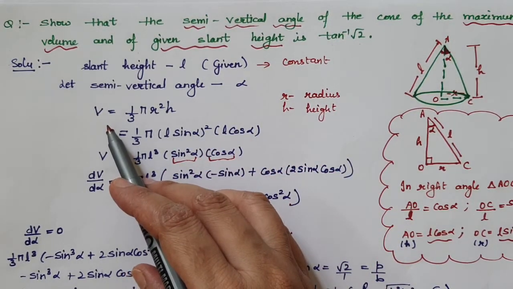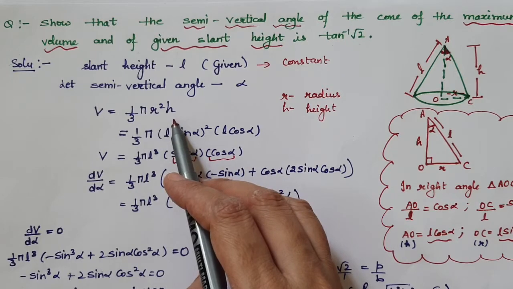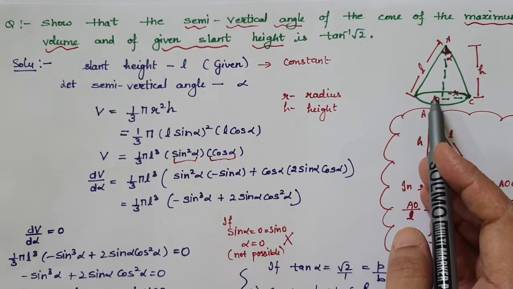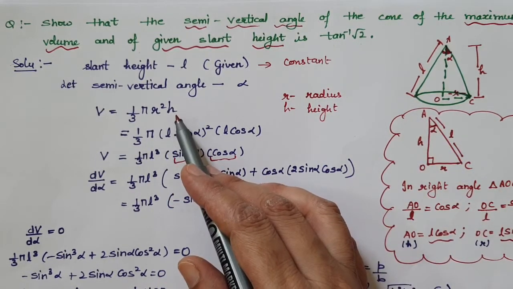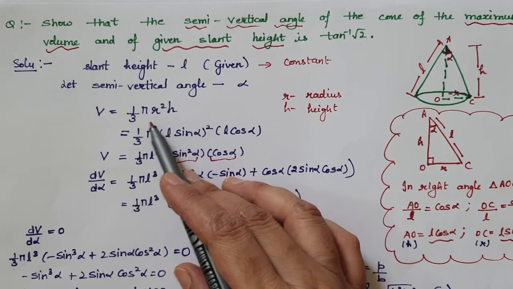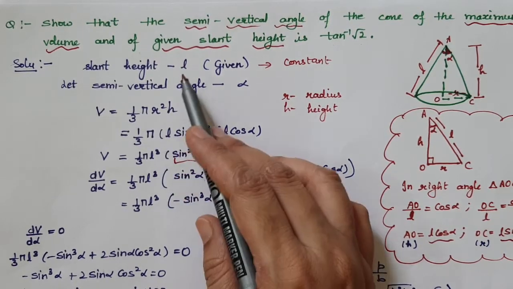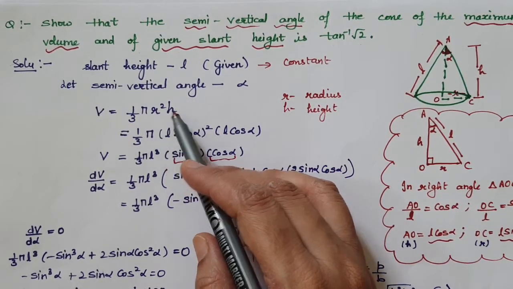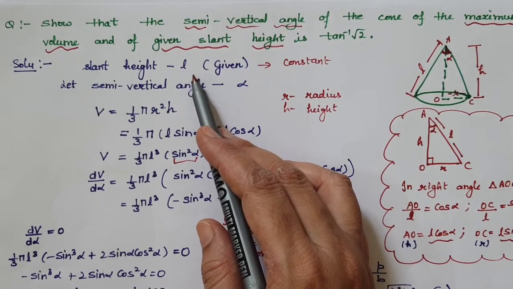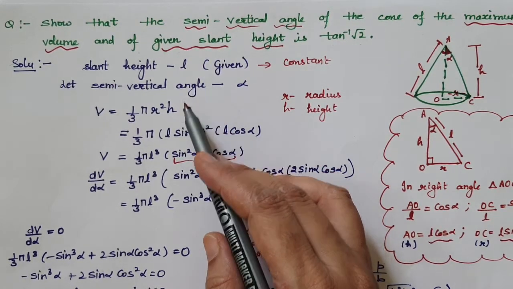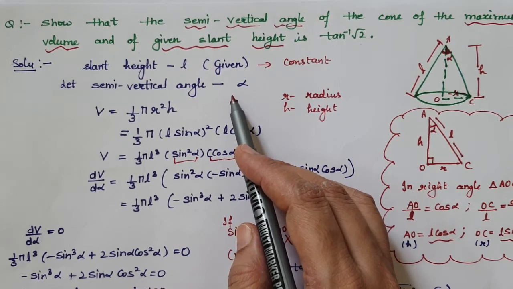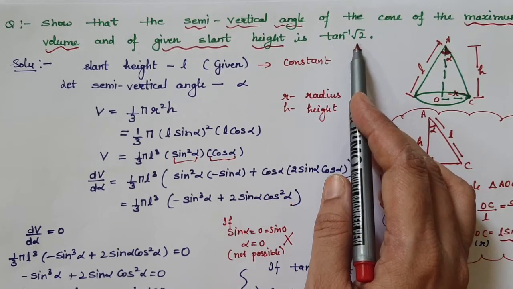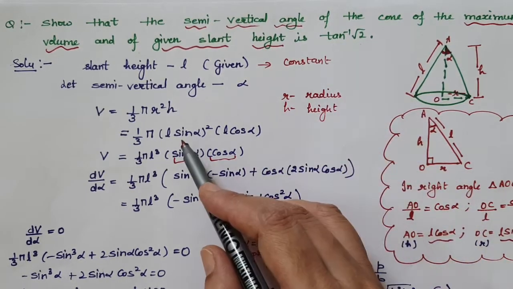Then volume of the cone is 1 by 3 pi r square h, where r stands for the radius and h stands for the height of the cone that we are considering. Now r and h both are variable. We will try to write it into a single variable, and since slant height is known to us, my target is to write r as well as h in terms of L, and if possible alpha as well, because ultimately I have to prove that my semi-vertical angle, that is alpha, is coming out to be this. So I am trying to bring my alpha in the picture.